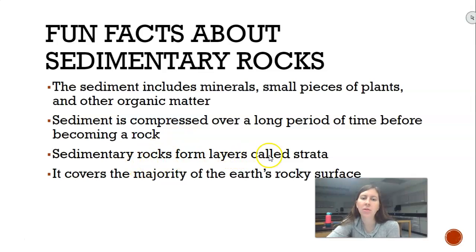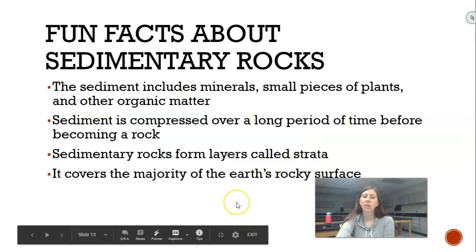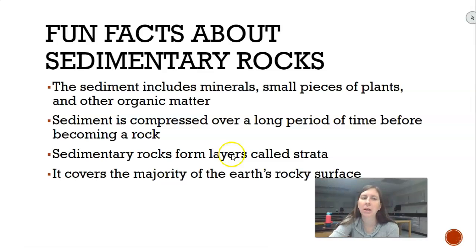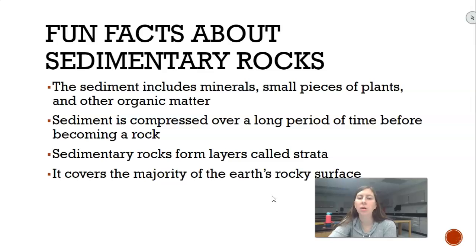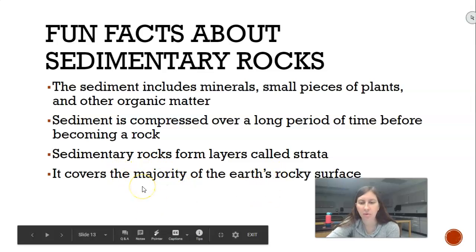They can form layers called strata. So sometimes, especially think about the Grand Canyon. If you've ever seen pictures, you can see colorful layers in the Grand Canyon. That happens in sedimentary rocks, and those layers are called strata. And where the earth is very rocky, a lot of times that's sedimentary rock.